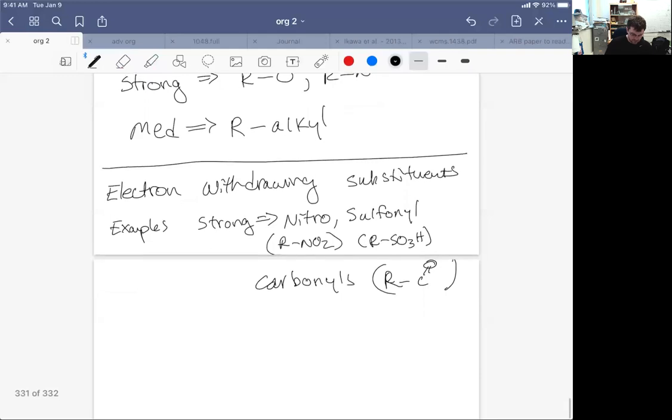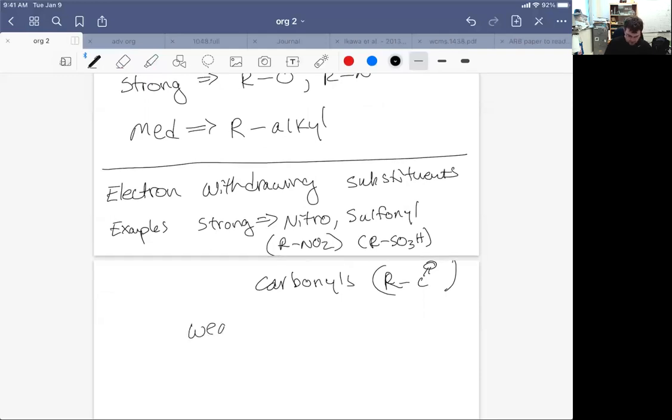And then we have weak, and I'm not going to put them as medium, I'm going to put them as weak withdrawing groups, and these would be halogens. I just want, as we're going through this, we're going to spend a few lectures looking at these effects. What I want you to recognize is that halogens are kind of weird.